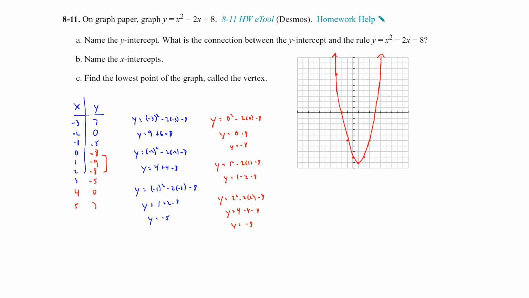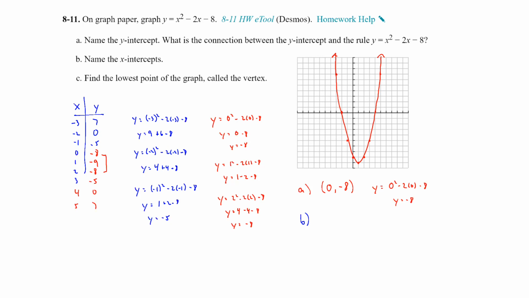All right, and then now we can answer part A. Part A wants to know what the y-intercepts are. There's only one of them, only across the y-axis one time, and that would be at 0, -8. You can see that from the table or the graph. What is the connection between the y-intercept and the rule? Well, if you notice, when you plug in 0, all this stuff on the front end cancels. Because 0 is being multiplied and added together, and so you're just left with that last term of the quadratic.